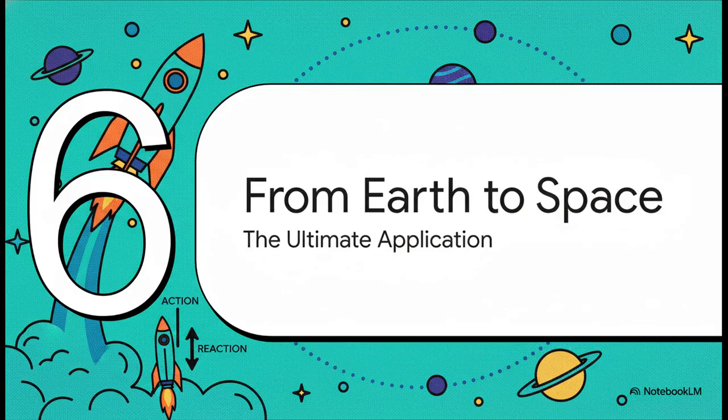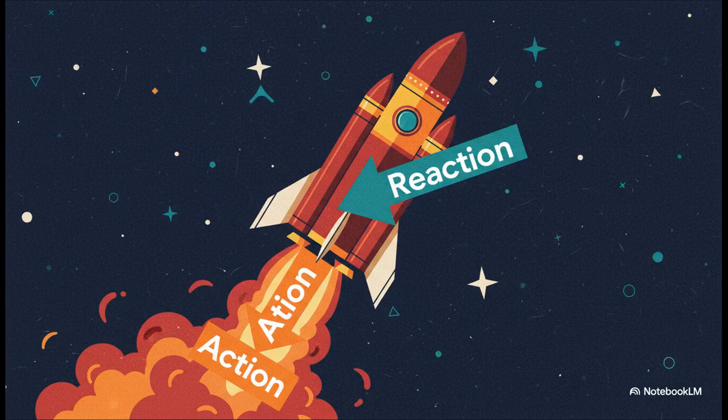Now, let's talk about maybe the most powerful and awe-inspiring application of this law, which is how we manage to leave our own planet. A lot of people think a rocket pushes against the ground or the atmosphere to fly. It actually doesn't. A rocket pushes against its own exhaust gas. The action is the engine blasting that gas down with incredible force. The reaction is that gas pushing the rocket in the opposite direction, up.